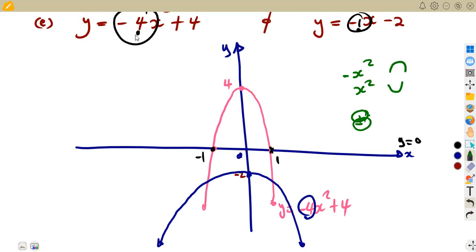Then we have got the condition of the stretch. The bigger the whole number, that this is 4, this is 8, this is -8, that is how closer your graph is to the y-axis. The smaller the number, the fraction and so forth, that is how wide open the graph is.